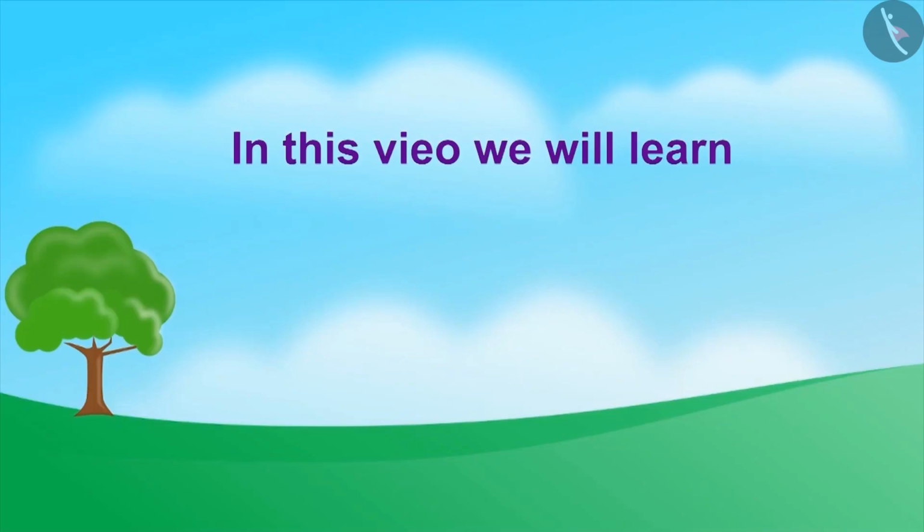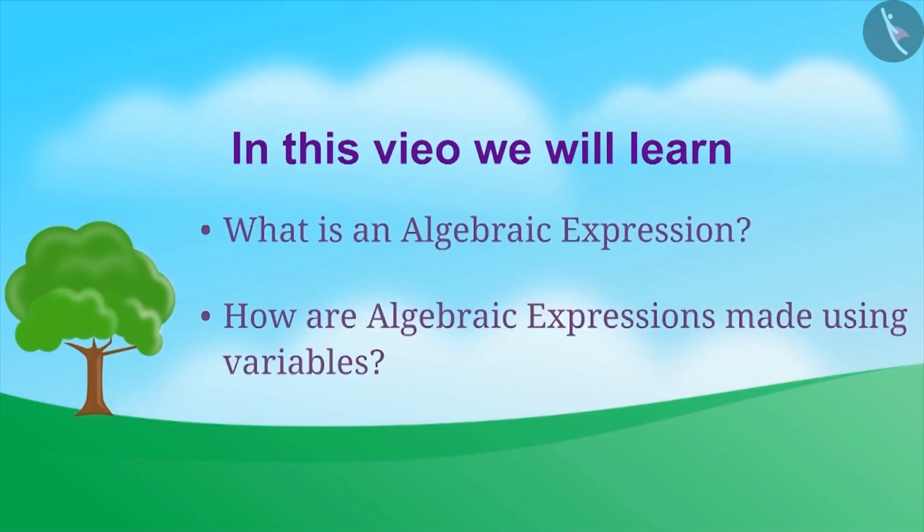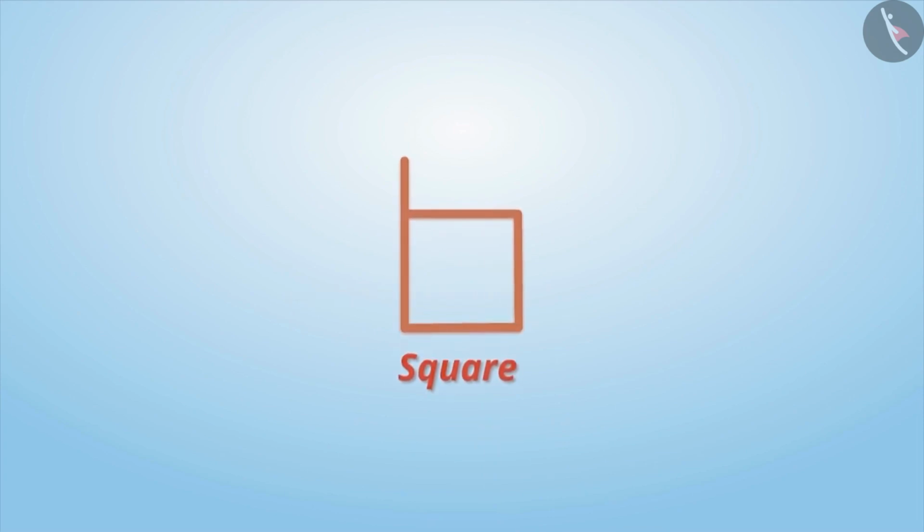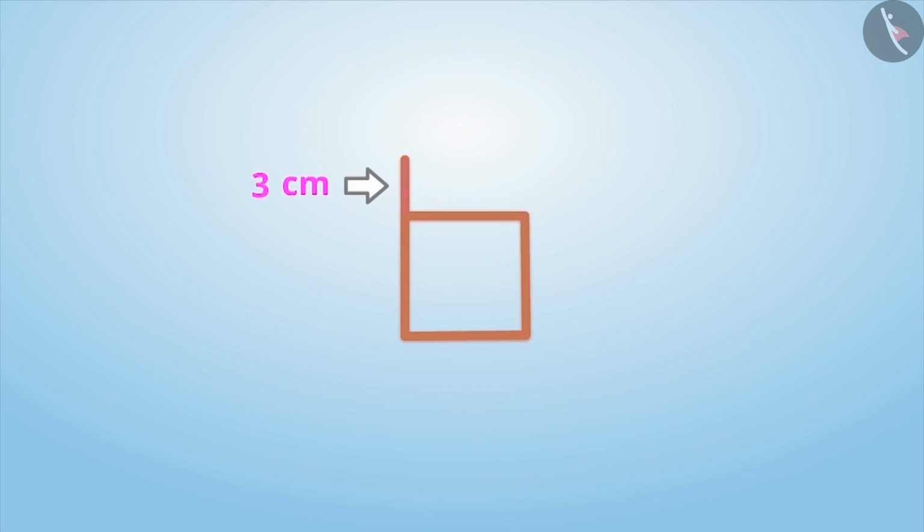In this video, we will learn what is an algebraic expression and how algebraic expressions are made using variables. Consider this wire. Let's bend it 3 times at equal distances so as to make a square. The square has been completed, but what is this? We are left with 3 centimeters of wire as surplus.